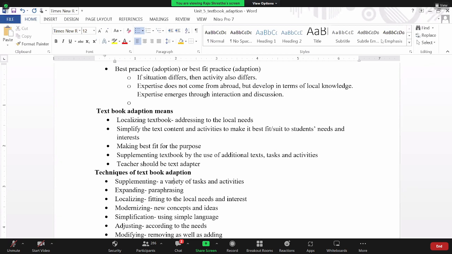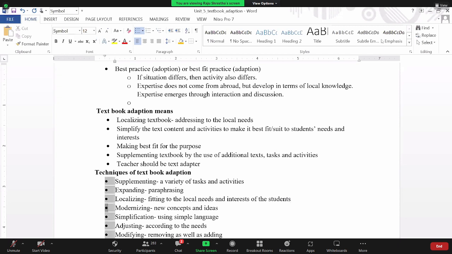So after teacher's guide, we discussed there are different supplementary materials, like dictionary can be one supplementary material. So dictionary can help students to enrich their vocabulary power, to develop their language. This kind of different supplementary materials we have to use to support or to adapt the textbook. Expanding means whatever the content, activities, text given there, we paraphrase, we simplify, and we help students to understand and learn. Localizing, fitting to the local needs and interest of the students.